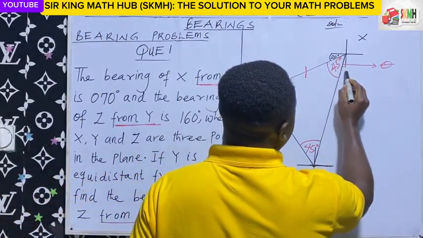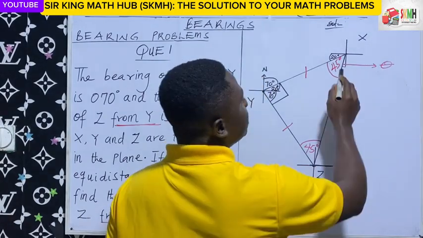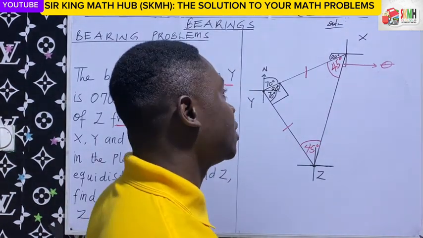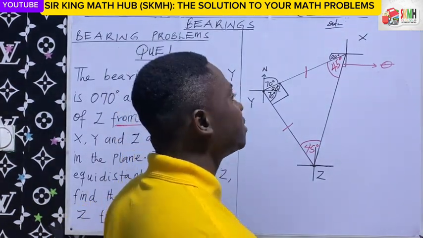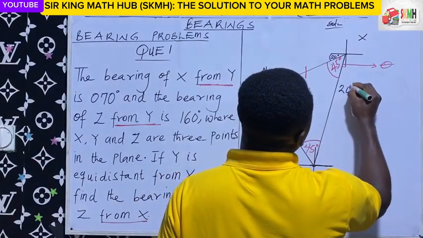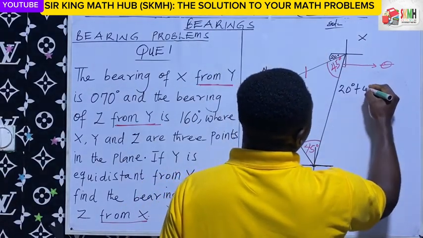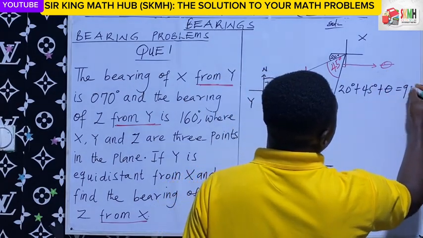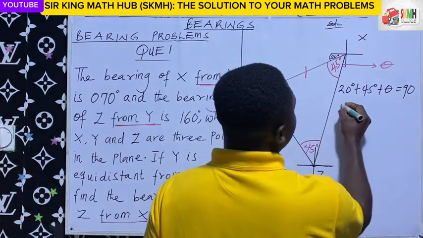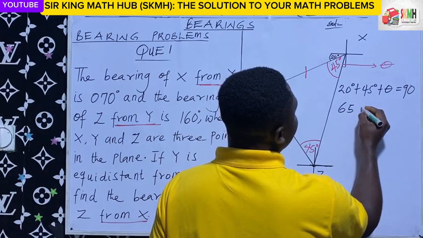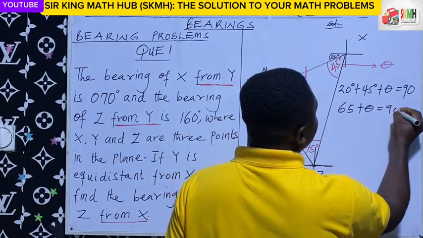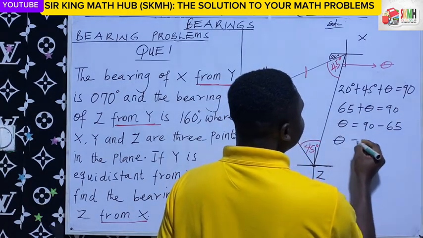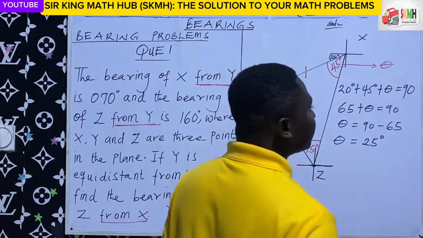Let's focus on this quadrant here. What is the total measure of this quadrant? Now we know that the total measure of an angle in the quadrant is 90 degrees. So meaning that this 20 degrees here plus this 45 degrees plus the theta must be equal to 90. 20 plus 45, that should give us 65, plus theta is equal to 90. So theta is equal to 90 minus 65. So we are getting theta to be 25 degrees.